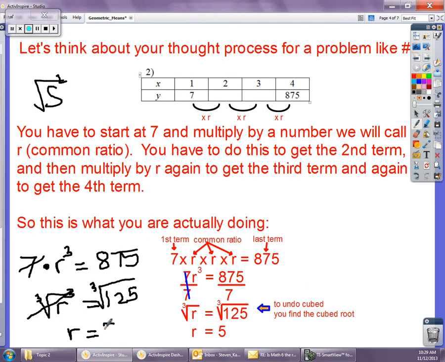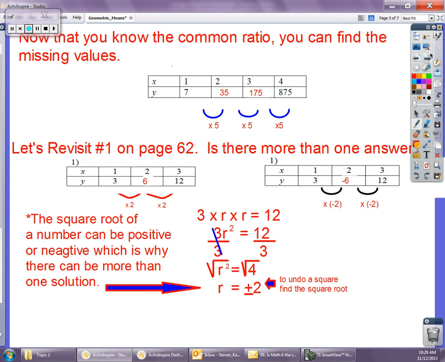So r equals 5. And if you multiply by 5 and then multiply by 5 again and multiply by 5 again, you will get 875. So you're able to find out the missing terms that way. So let me give you another, and again, you're just multiplying by 5.